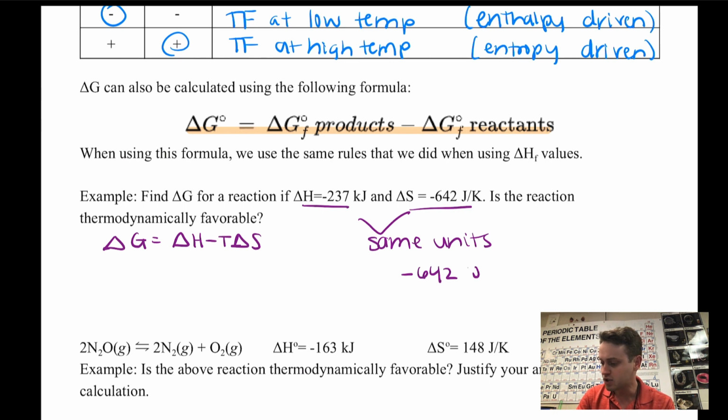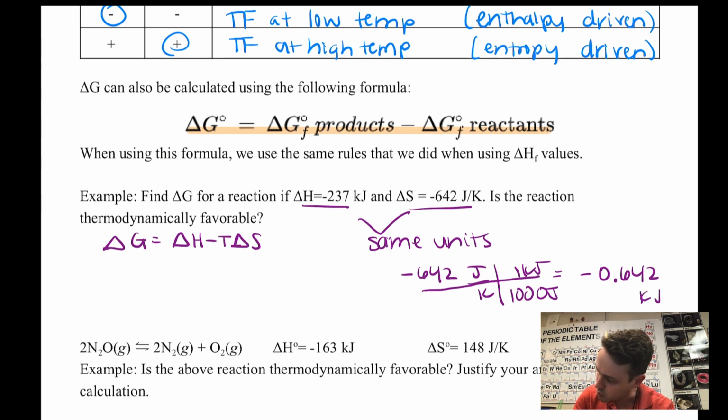So most of you probably could just do it in your head, but there are 1,000 joules in a kilojoule, so that's negative 0.642 kilojoules per Kelvin, would be my units for delta S. So I'm going to plug everything in. Oh, I never gave a temperature. Oh no. How sad.